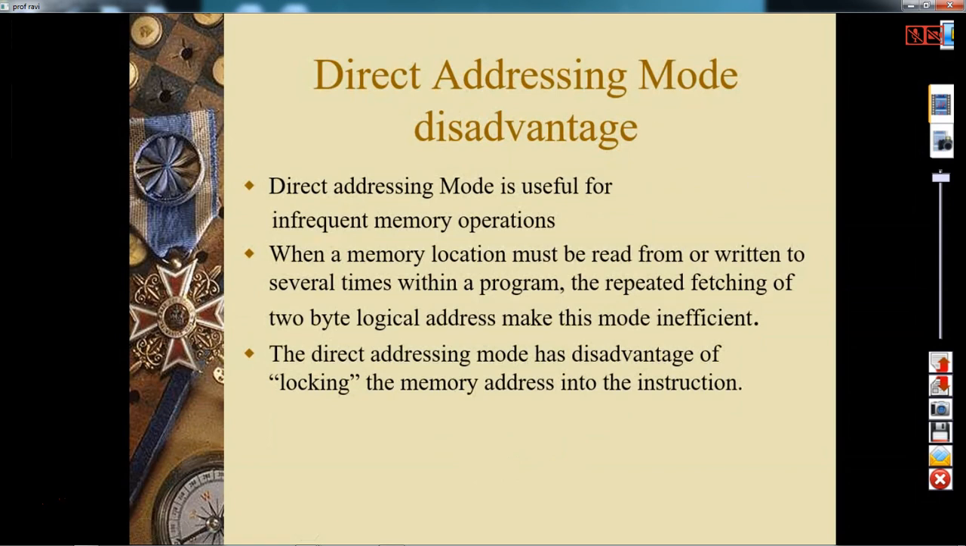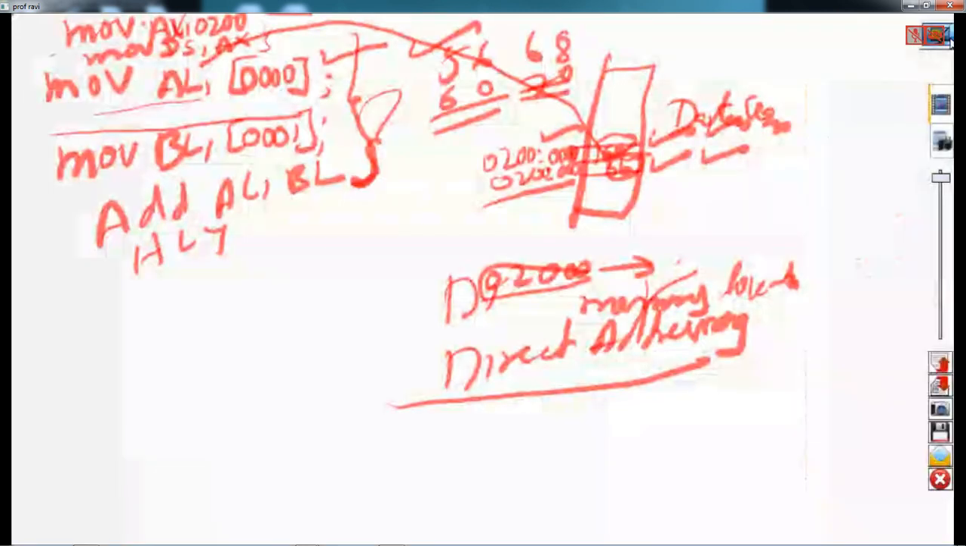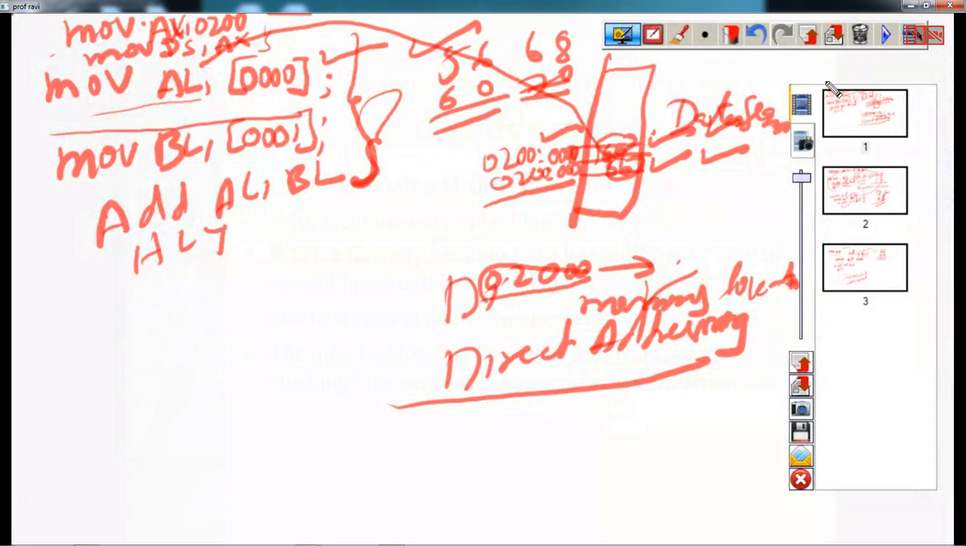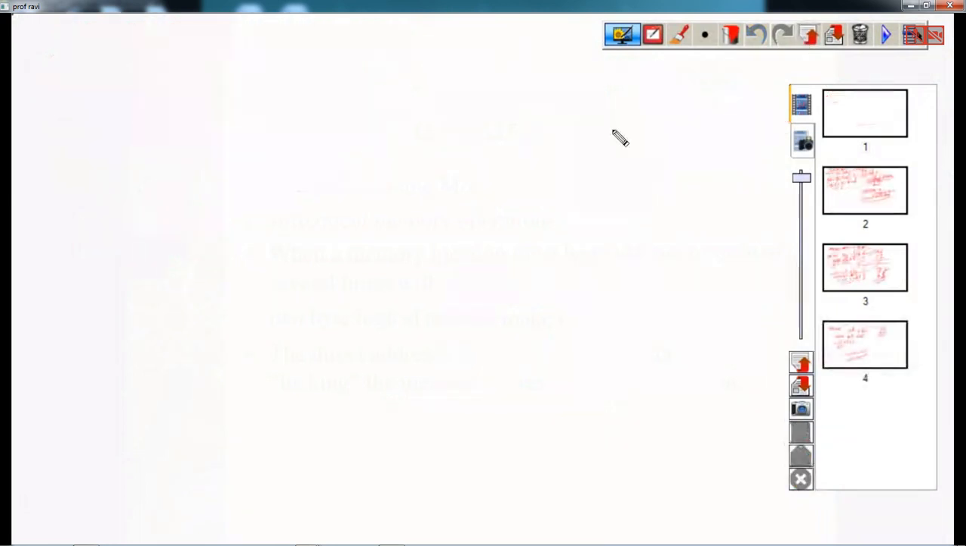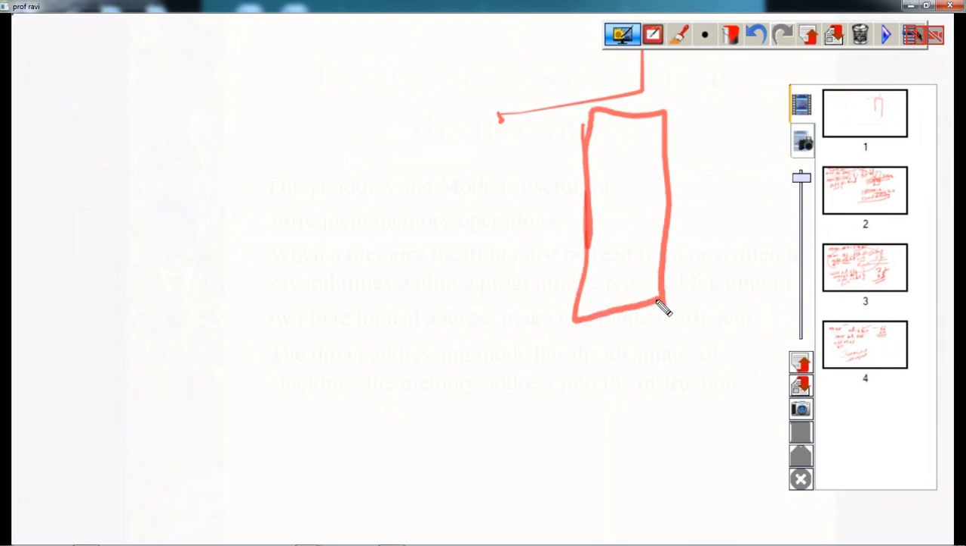Now coming to the direct addressing disadvantages. What would be the disadvantages? You have to completely know the memory addresses, and then from that memory you have to write into the programs, which is a little bit difficult. So instead, here, if I tell you to add 5 bytes: byte 1, byte 2, byte 3, byte 4, byte 5.